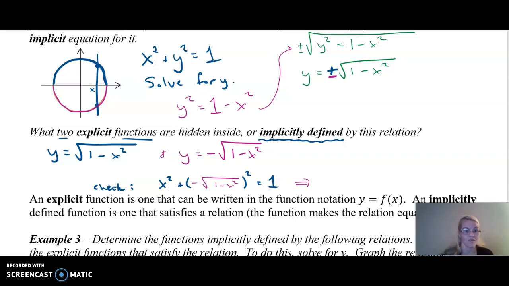So I'm going to end up having here x squared plus 1 minus x squared. And doesn't that indeed equal 1, since my x squared and minus x squared go away and I have 1 equals 1? So yes, this explicitly defined function satisfies the relation x squared plus y squared equals 1. And so too does the positive square root. So they both satisfy this relation.